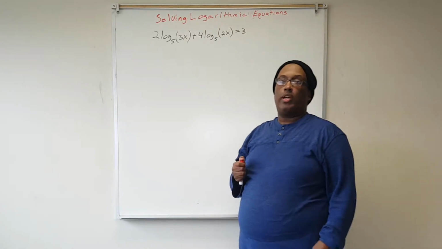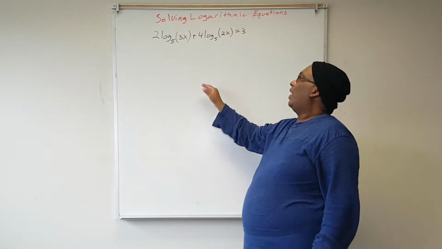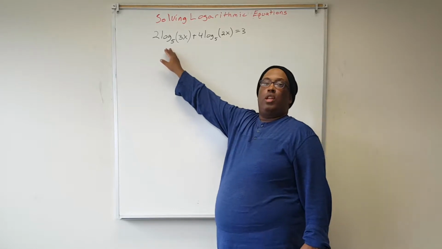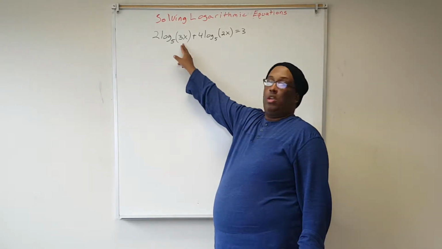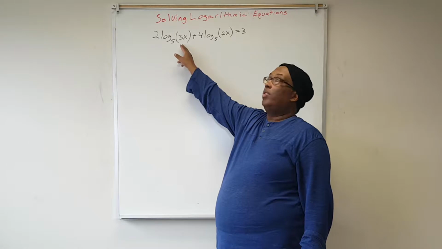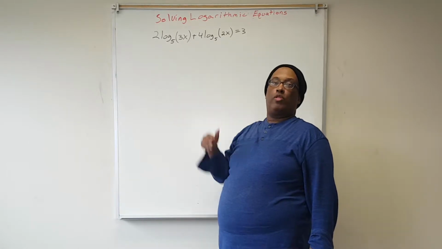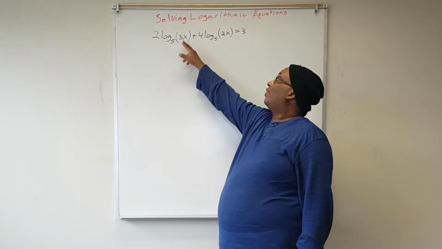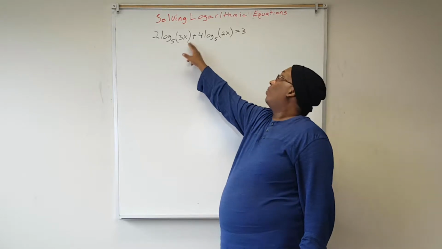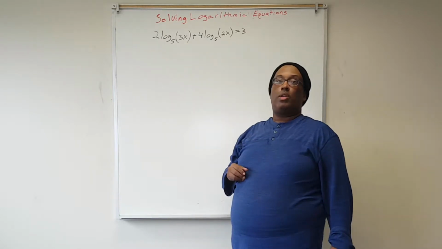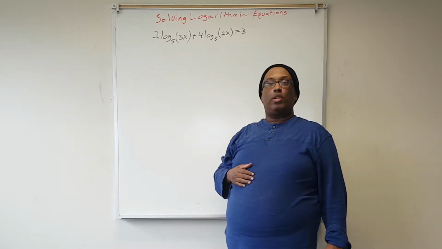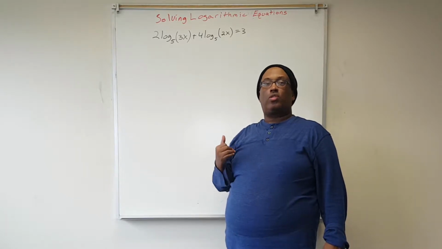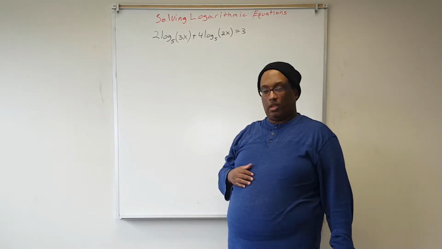A logarithmic equation is when you have an equation in log form where the variable is part of the logarithmic expression. In this case, we call this the argument. What's inside the parentheses is the argument, and x is part of the argument in this equation. So let's solve this equation.